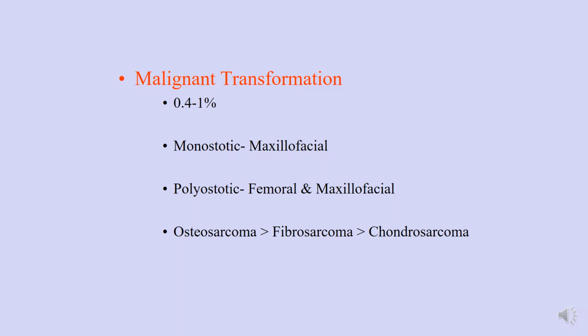Okay, so in fibrous dysplasia, 0.4 to 1% chance of malignant transformation is seen. Monostotic is when a single bone is affected. Usually, it affects the maxillofacial region. When a patient has polyostotic, generally the bones that are affected are femoral and maxillofacial. And in terms of malignant transformation that can take place in fibrous dysplasia, the highest chance is osteosarcoma, followed by fibrosarcoma, and lastly, chondrosarcoma.